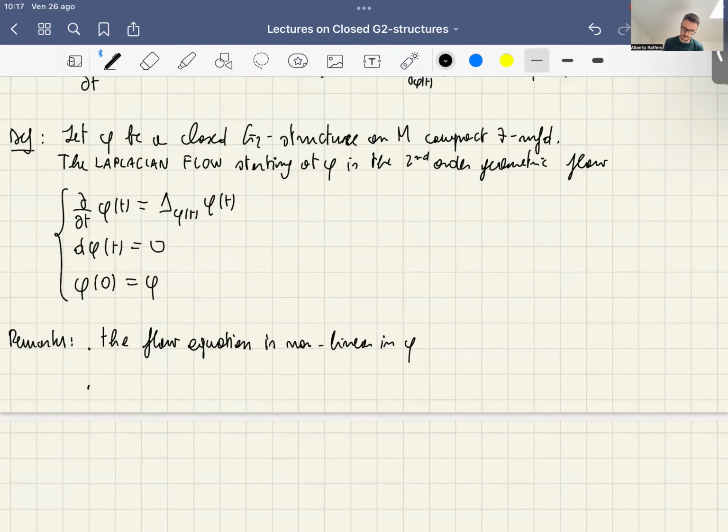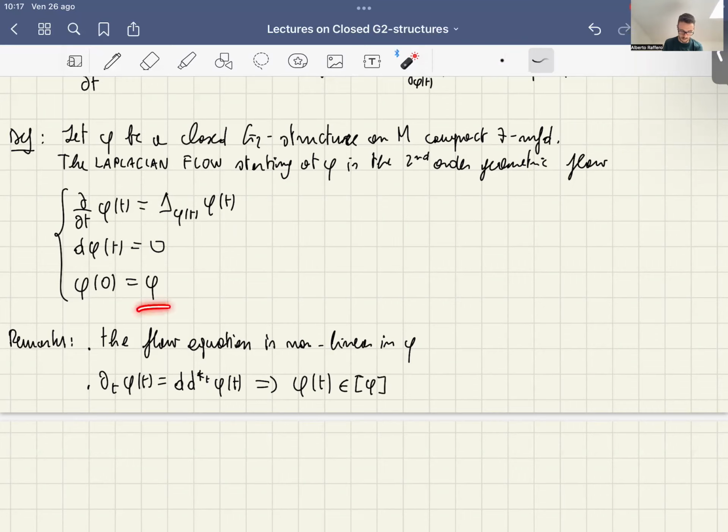And since we require the G2 structure to stay closed along the flow, then of course we can rewrite the flow equation as we did at the beginning, so as d of d star t of phi t. And so this implies that the solution of the flow, if it exists, we shall say something about this later, must belong to the cohomology class of the initial point where it starts. So it must belong to the cohomology class of the closed G2 structure at time 0 that you are fixing on the manifold.